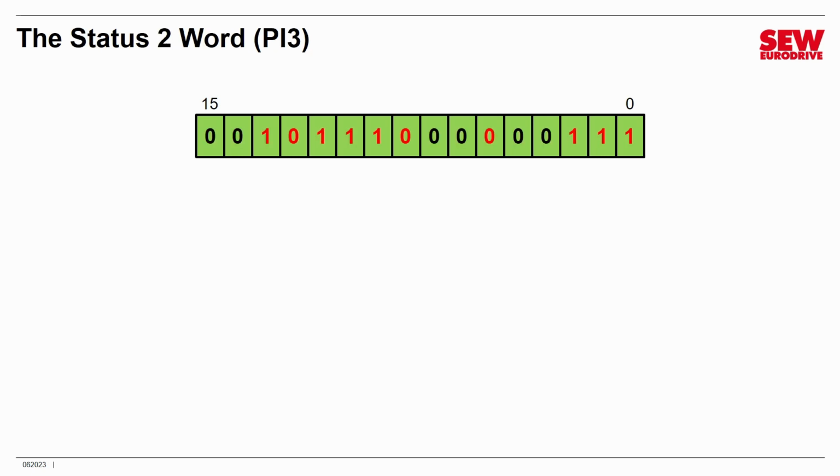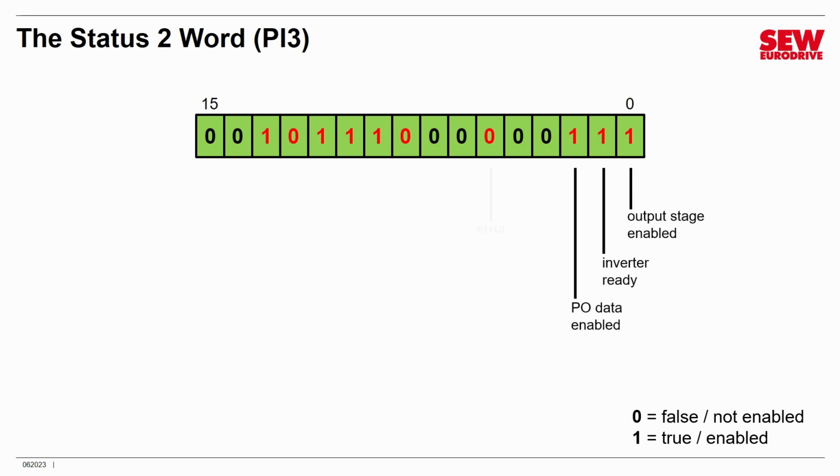Process input word 3 is another status word. It is similar to process input word 1. In fact, a lot of the information is a duplicate of what's in PI1, but there are some differences. Of course, again, if a bit is 0, it's false or indicates something isn't enabled. If it's 1, it indicates something is true or it is enabled. Now, bits 0, 1, 2, and 5 are identical to the corresponding bits in PI1. This is just duplicated information.